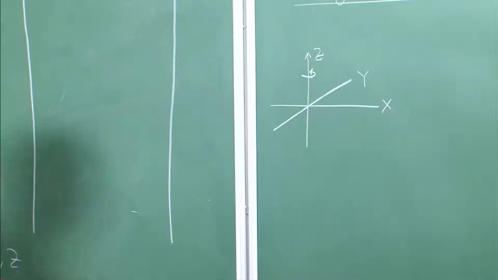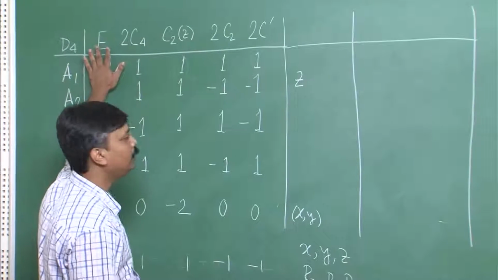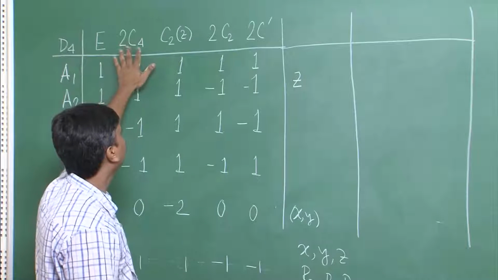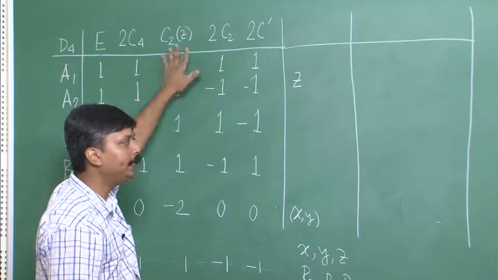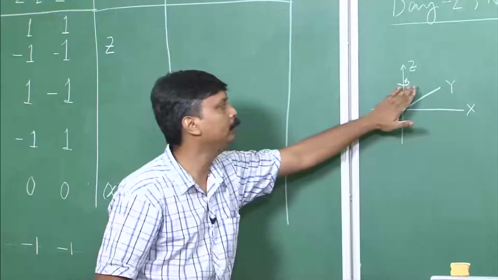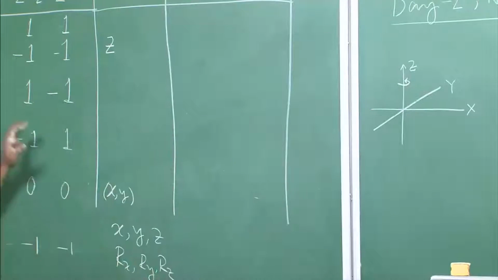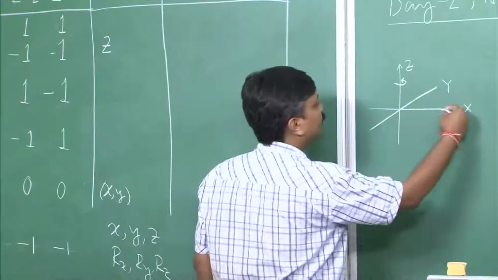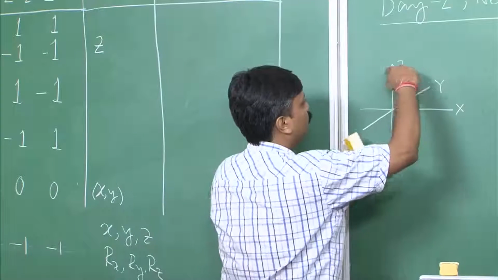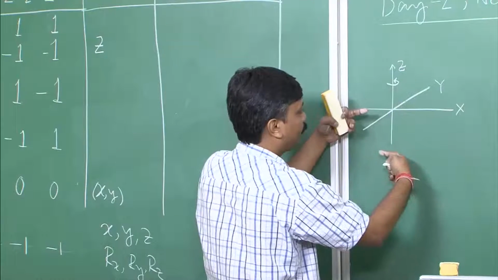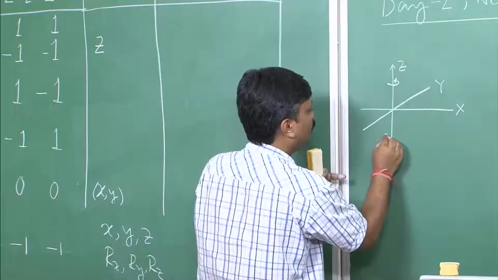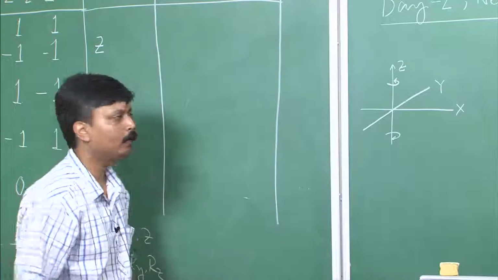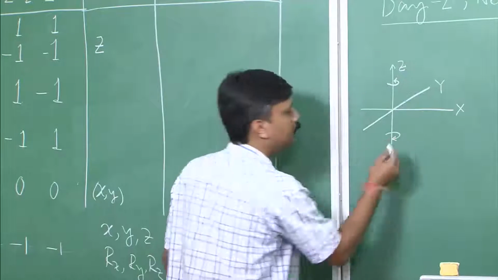Now, when I operate E, nothing happens to this particular directionality of the arrow. C4 and C2Z also retain the same direction of this arrow, while we apply C2X. So C2X is along this axis. So what will happen? This will come down here, okay. So if it comes down here, it will be like this, which is just the opposite.